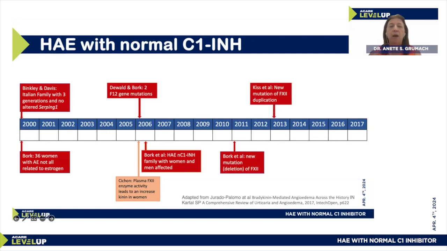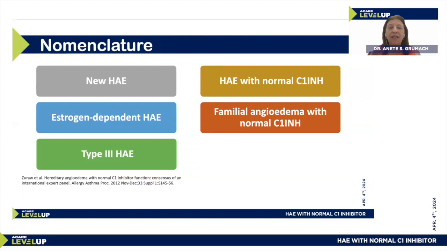Following this, at the beginning, we had 2 mutations described, 2 variants, and in the next years, we had 2 other mutations, a duplication and a large deletion leading to factor 12 disturbance, I would say. And we had the opportunity to describe two families homozygous for factor 12 mutations. This is the initial history of HAE and normal C1.